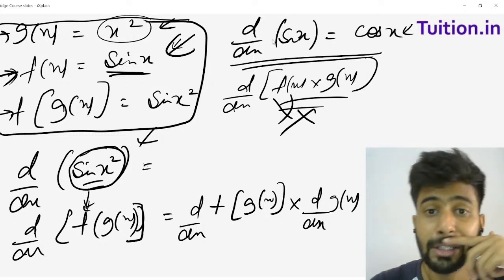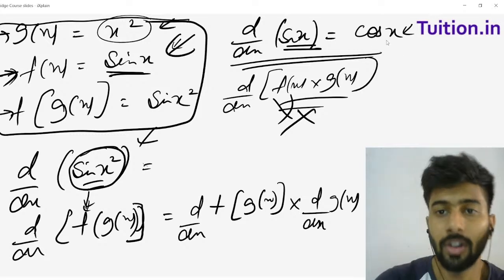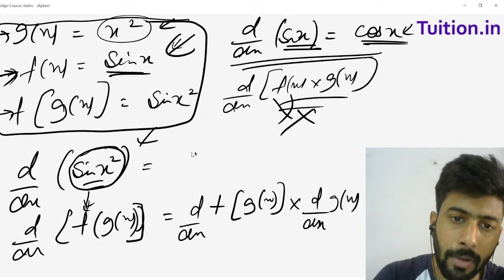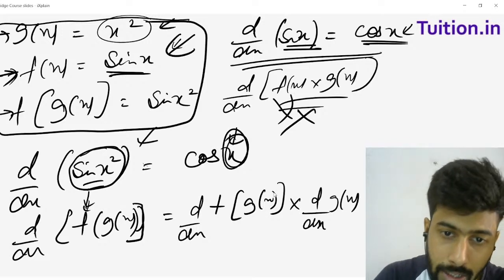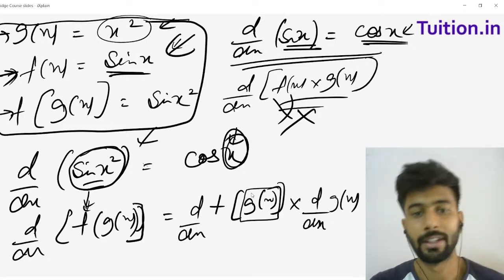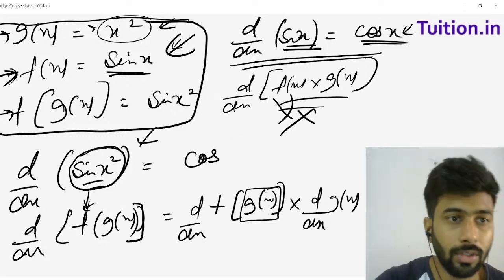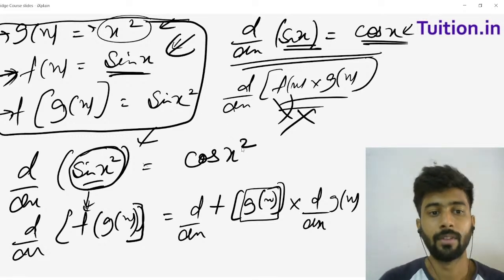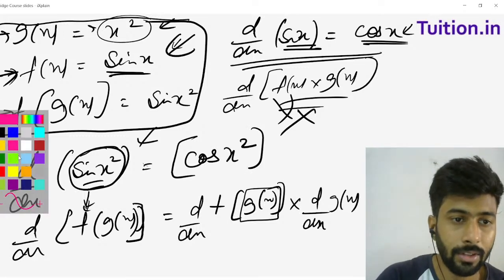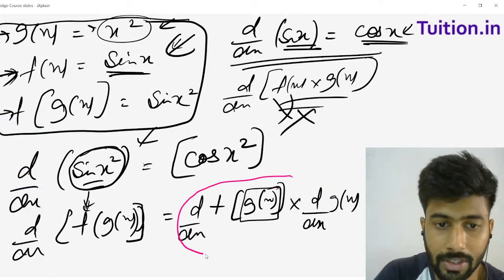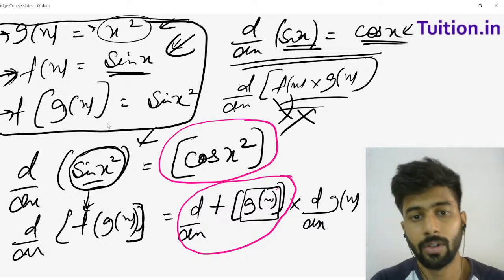So first differentiate the outer function. When you differentiate sin x, you will get cos x, correct? But will you write cos x? No, because your input will not be x. Your input will continue to be g of x. What is g of x? X square. So cos of x square will be the first term. This term of the chain rule will give rise to this.